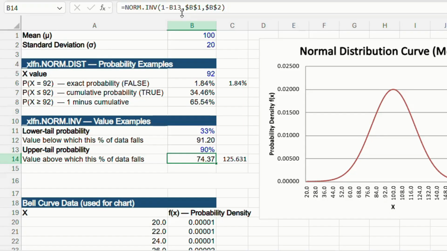So that's it. Normal distribution and normal inverse are incredibly handy anytime your data follows a bell curve: test scores, product measurements, delivery times, heights, weights.